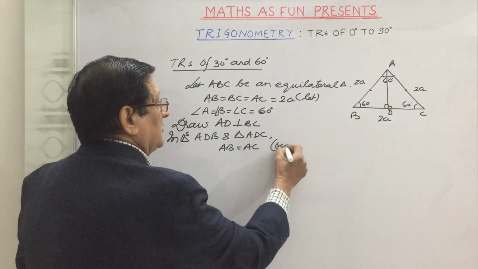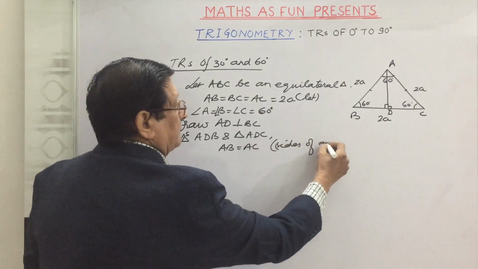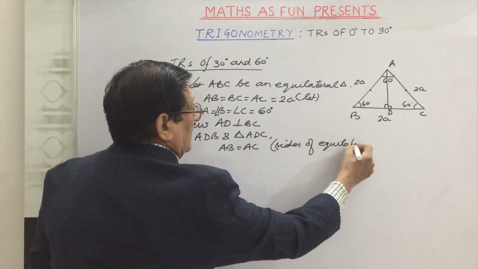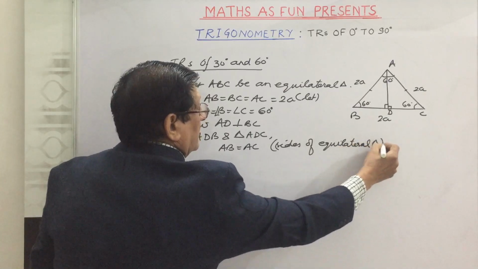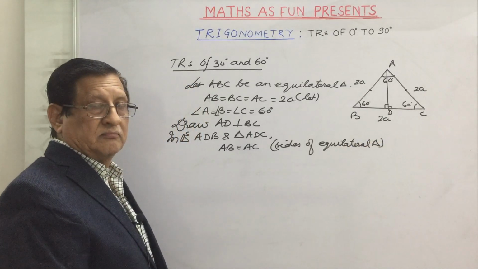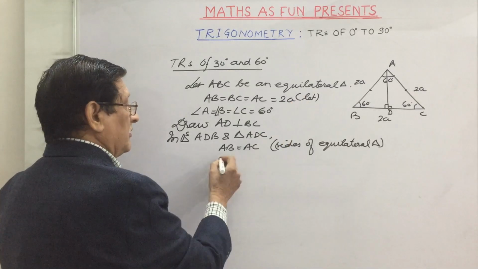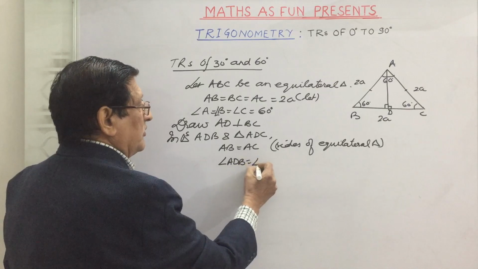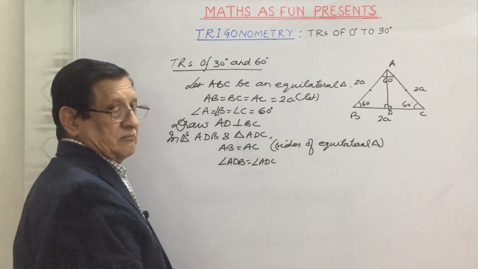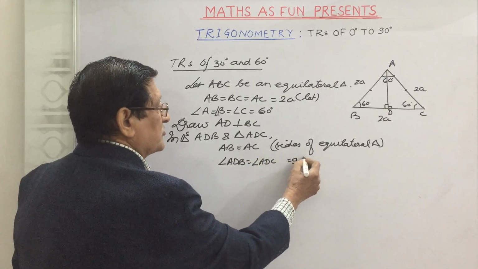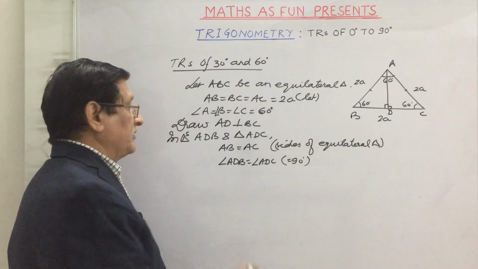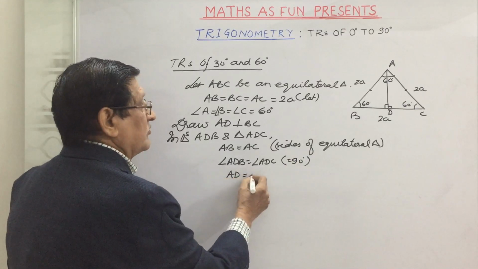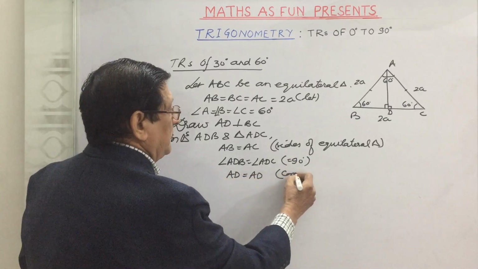So we can say sides of equilateral triangle. Then we say that angle ADB is equal to angle ADC because both are 90 degree each. And then we say AD is equal to AD, that is the common side.